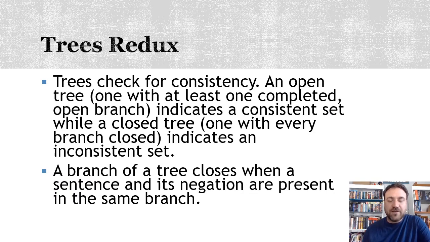So just for a useful recap, or a redux, semantic trees check for consistency. Remember that an open tree, which is a tree that has at least one completed open branch, indicates a consistent set, while a closed tree, that is one with every branch closed, indicates an inconsistent set. And a branch of a tree closes whenever some sentence and its negation are present on the same branch. Effectively, any situation that's impossible gets closed off, and a tree is designed to look at every possible situation. And if all situations are impossible, then of course you have an inconsistent set in front of you.